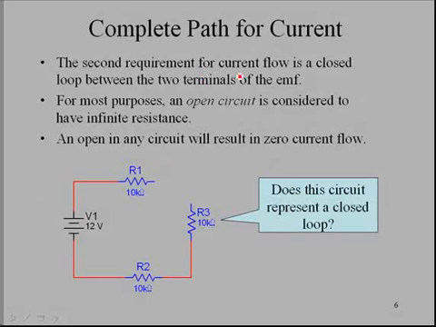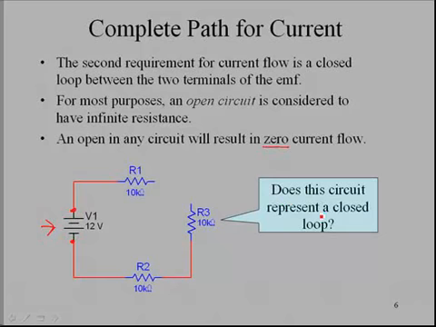The second requirement for current flow is a closed loop between 2 terminals of the EMF. Here this battery is representing our EMF, and here is terminal 1. Here we have both 2 terminals, and there must be a closed circuit between these 2 terminals. For most purposes, an open circuit is considered to have an infinite resistance. So if you have an open circuit, you're looking at infinite resistance, and current will not flow through that. An open in any circuit will result in 0 current flow.